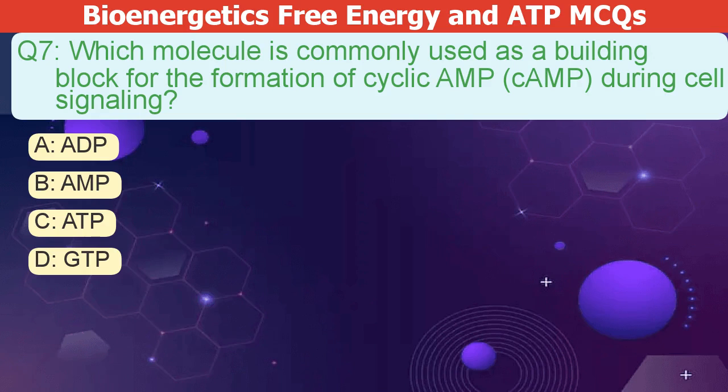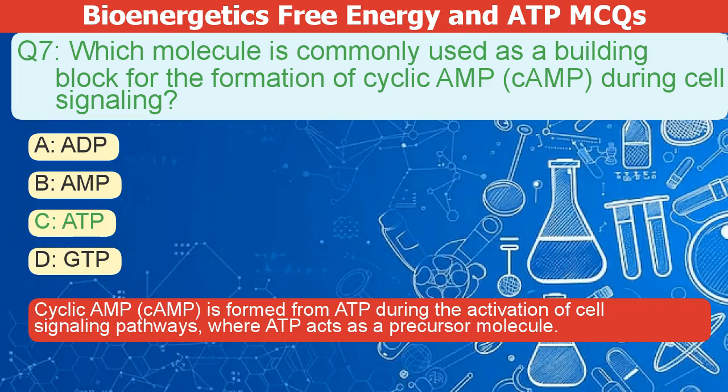Which molecule is commonly used as a building block for cyclic AMP, or cAMP, during cell signaling? A. ADP. B. AMP. C. ATP. D. GTP. The correct answer is C. Cyclic AMP, or cAMP, is formed from ATP during cell signaling. ATP acts as a precursor molecule.